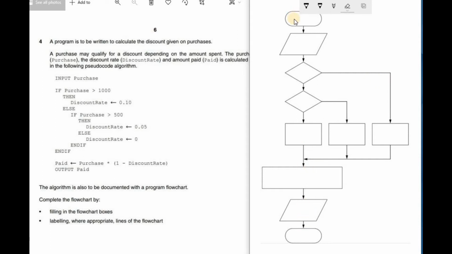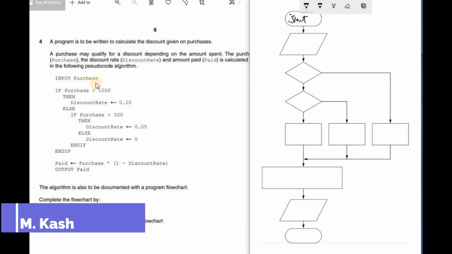So this algorithm is starting from here and ending at this point. Now after seeing this, we have to fill this one. First is that we have to start our algorithm. So we will write here start. After start, now we have to see the given pseudocode. In pseudocode, first of all, we are taking the input for purchase amount. So this input will go here. It's very clear. Input purchase.